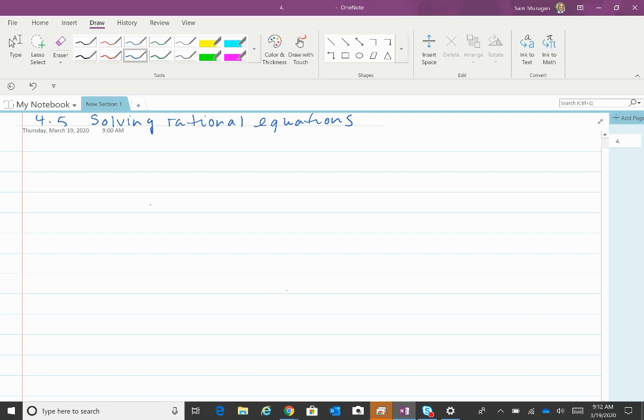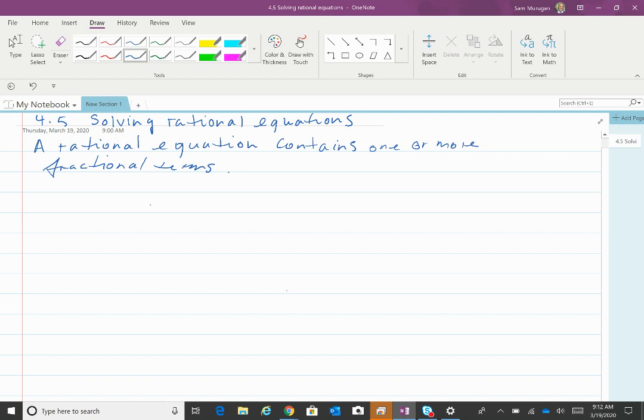And remember that a rational equation contains one or more fractional terms. To solve, step one, find the LCD.